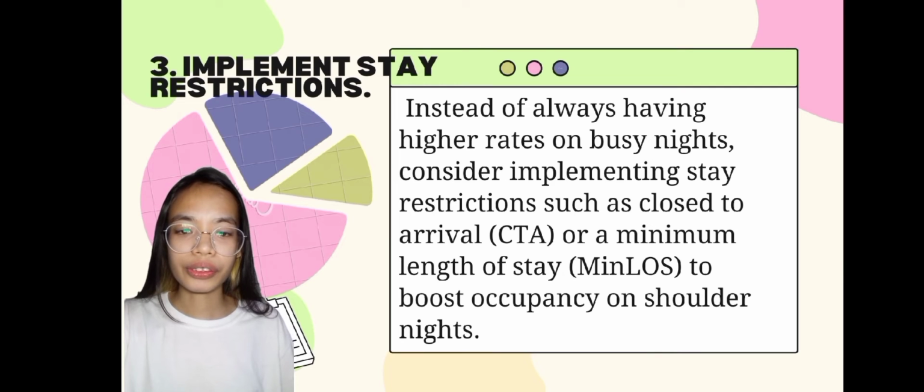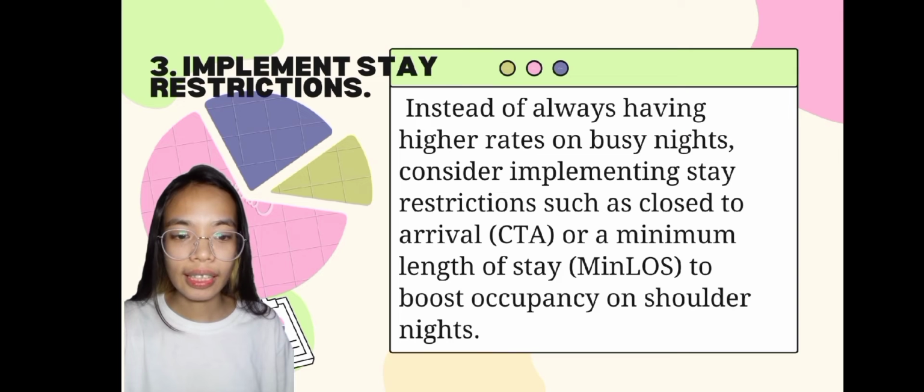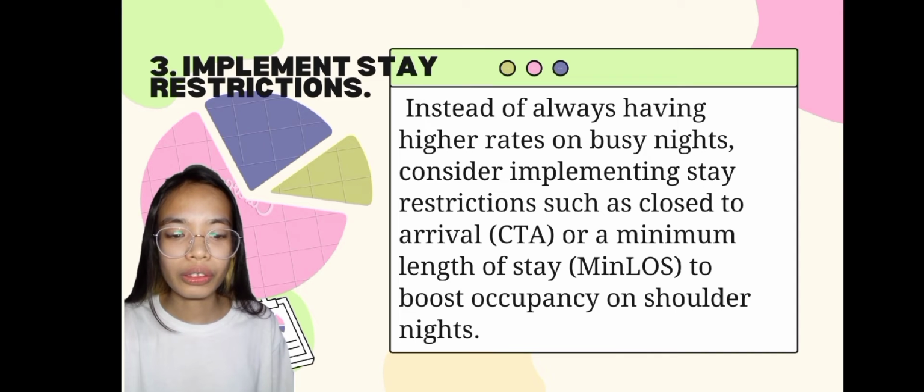Implement stay restrictions. Sa implement stay restriction, instead na magpapabayad ka ng mas mataas na rate sa customer on a busy night sa isang hotel, mag-implement ka ng stay restrictions katulad ng close to arrival or CTA or a minimum length of stay, which is a length of stay restriction that can be a good pricing strategy na may encourage yung guest or customer na mag-book ng room at the same price for every night they wish to stay.